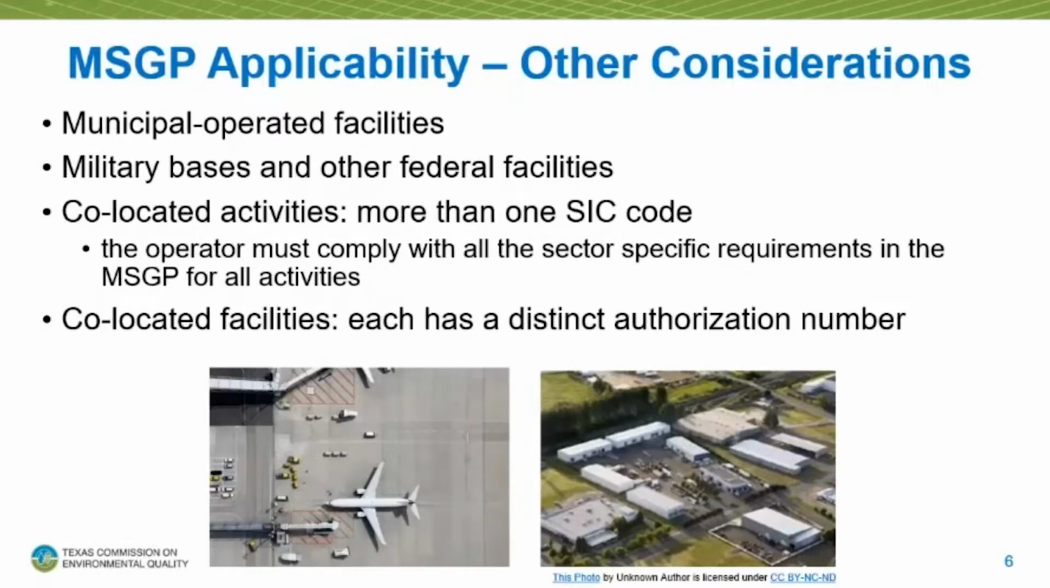Co-located facilities, however, describes when there's more than one operator at the same location. A great example is an airport. So airports have a lot of tenants, and each of those tenants might be performing an industrial activity, but they're separate operators. So they're going to have their own authorizations and coverage under the general permit, even though they're all located at the same facility or the same airport.